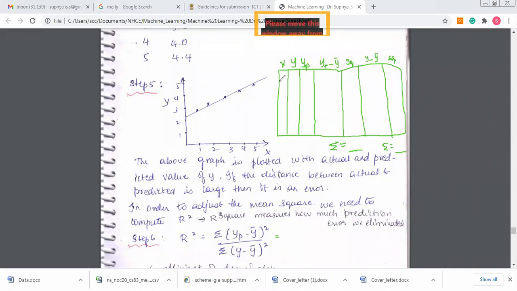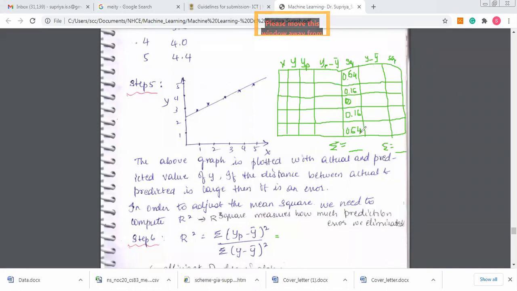I want the values of this table. Ma'am, I found YP minus Y the whole square. Tell me. For the first one, it is 0.64. For the second one, 0.16. For the third one, 0. Okay, fine. The fourth one is 0.16 again. For the last one, 0.64. Okay, what is the summation value of that?